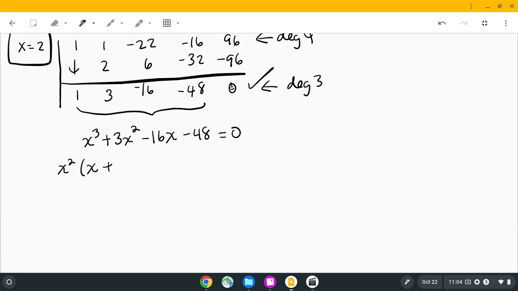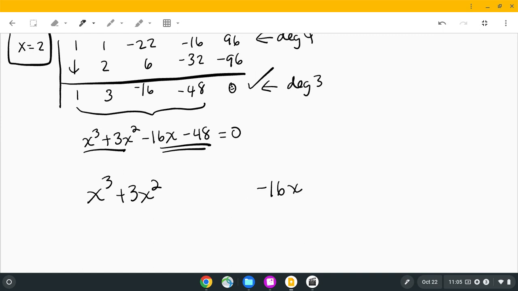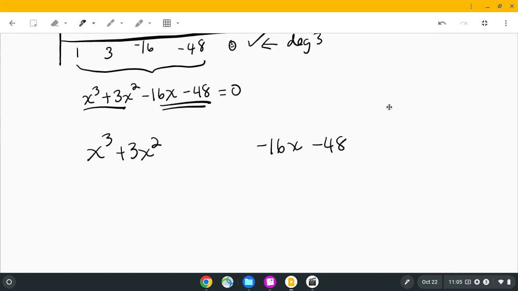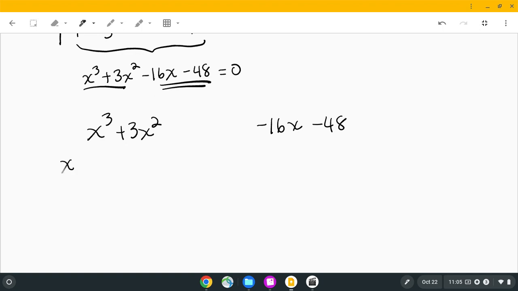So we have x plus 3 here. Let me start over. For those of you who forgot how to do factoring by grouping, this is my first group, x cubed plus 3x squared. And this here is my second group, negative 16x minus 48. Okay, so this first group has x squared in common, so I get x plus 3. This second group over here, they have negative 16 in common, in which case I get x plus 3.